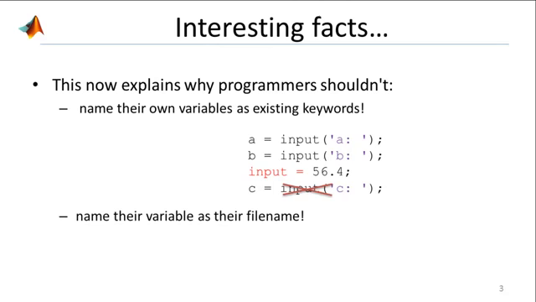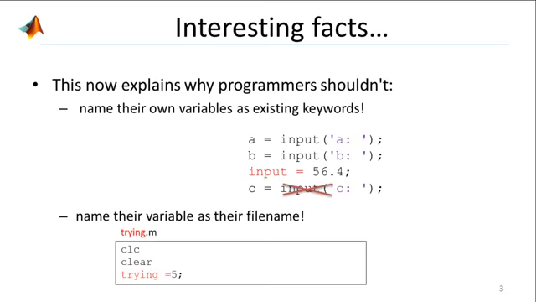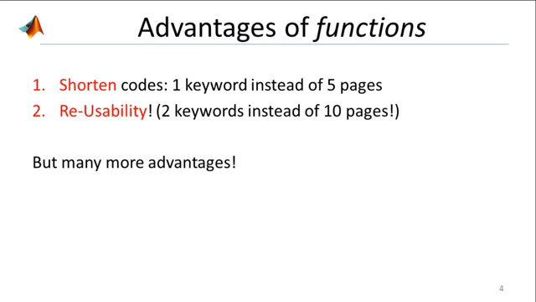This also explains why we cannot name our variable identical to our file name. The name of the file is a keyword. If by mistake we choose a variable by the same name, MATLAB is confused. There are a lot of advantages to using functions. As you can deduce from the examples we just showed, they shorten the code. We had one keyword menu instead of 5 pages of code, and reusability. We can type that keyword menu twice, and instead of 10 pages, we only have 2 keywords. But there's actually a lot more.